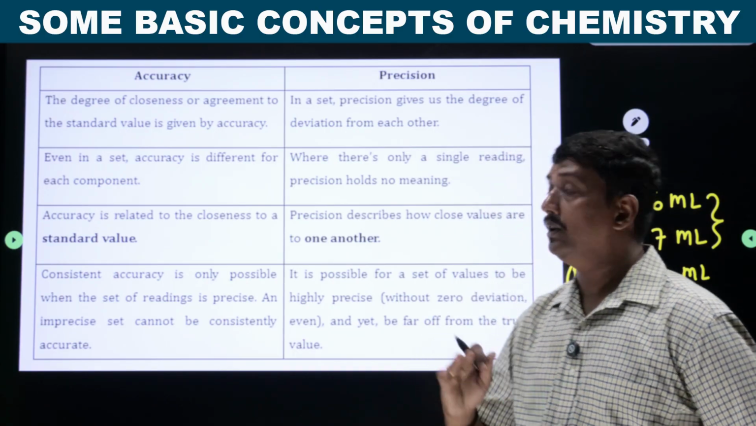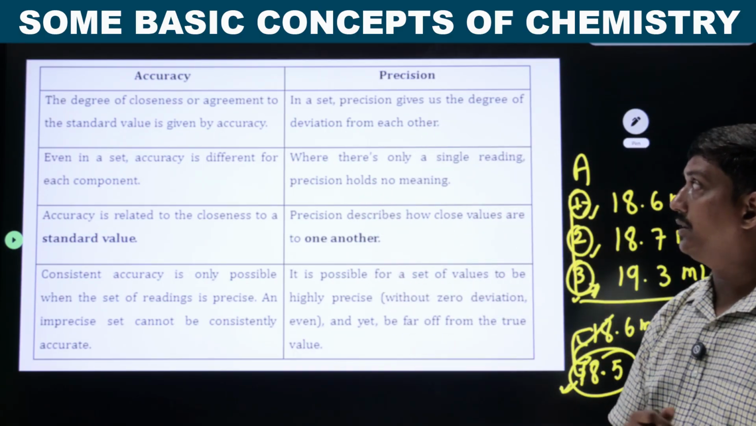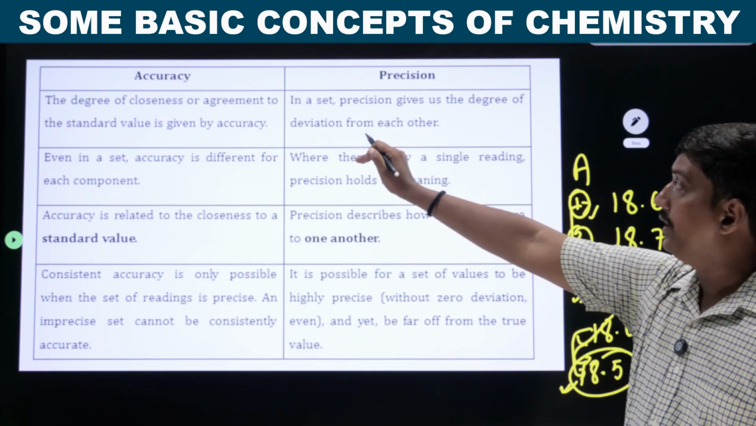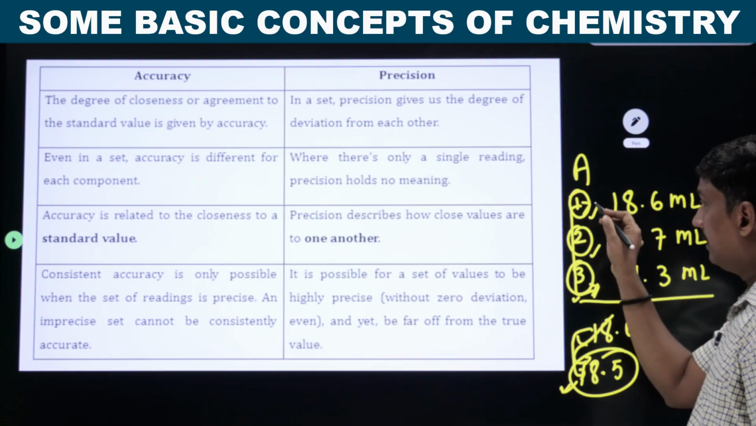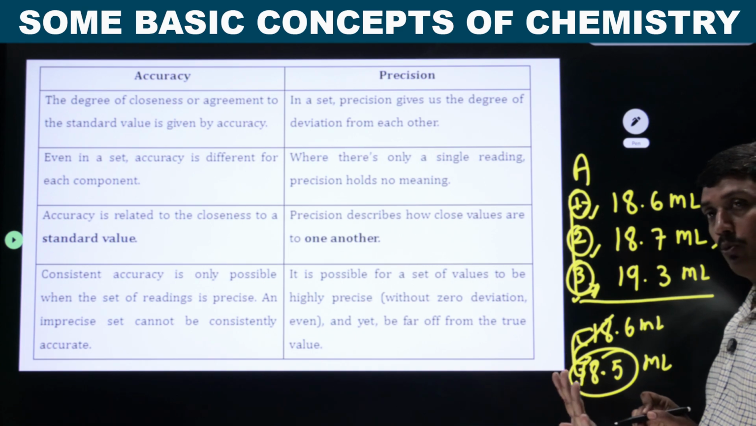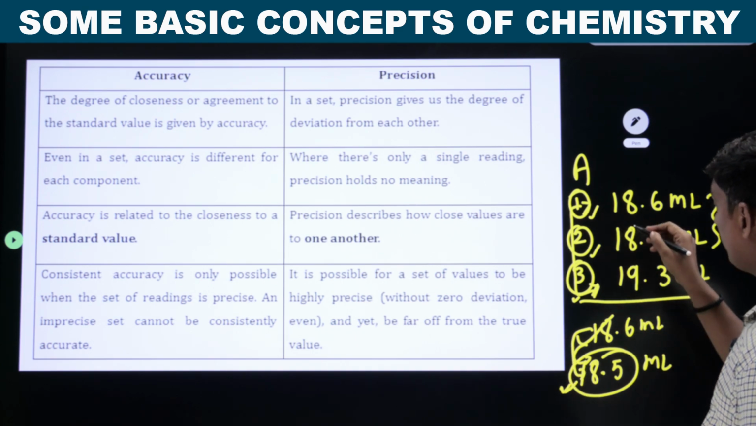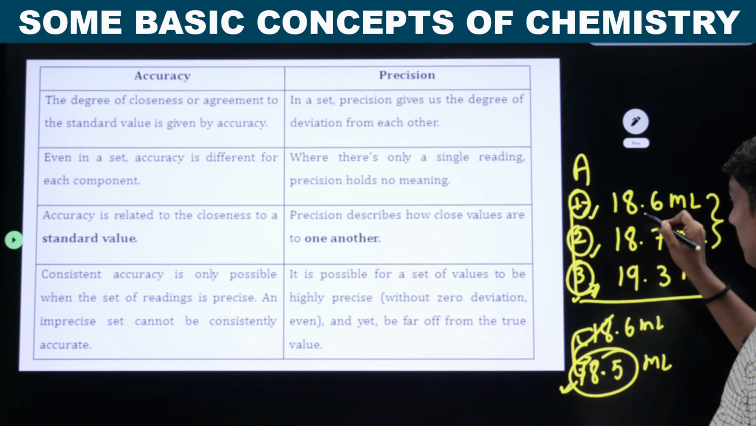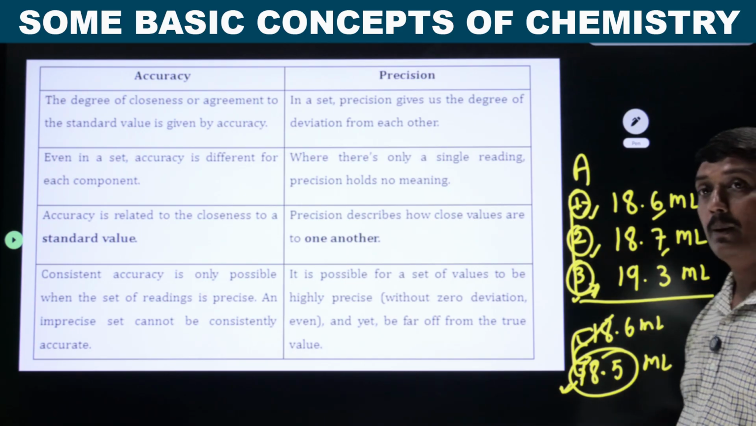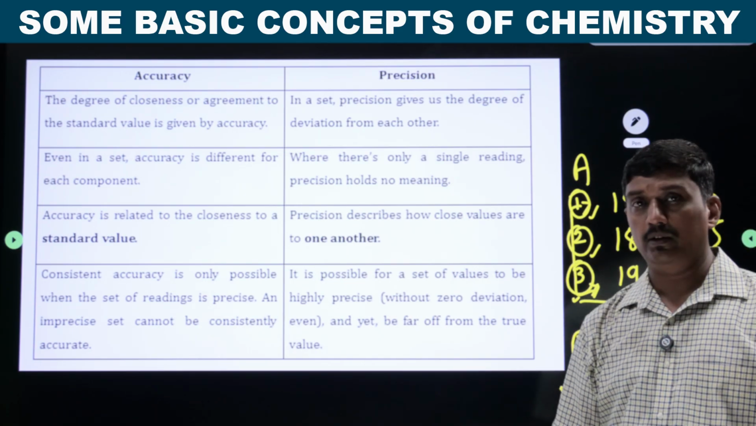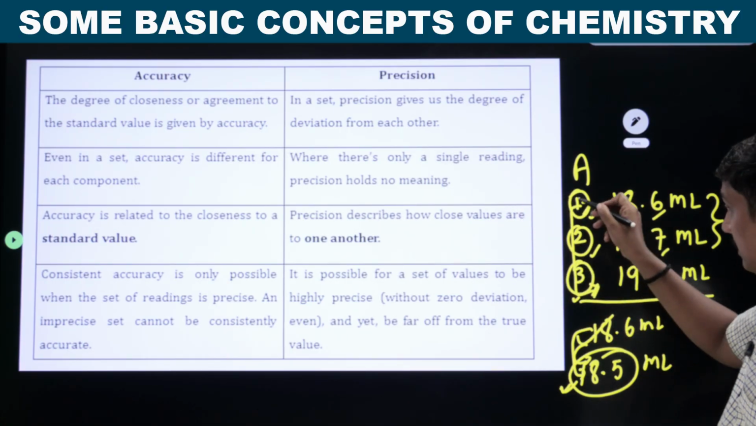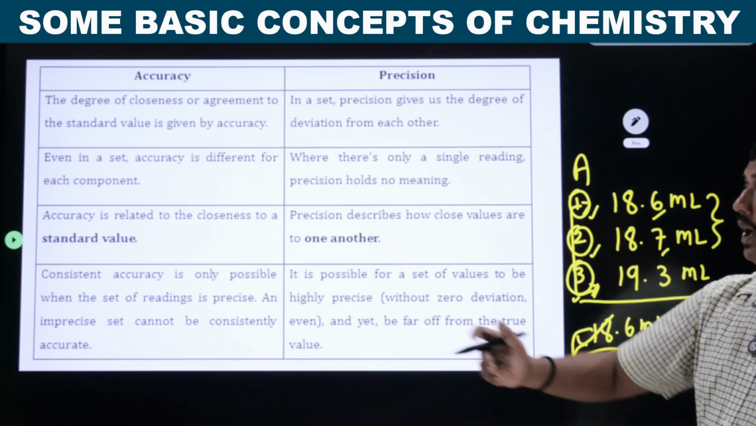Then what is the meaning of precision? In a set, precision gives us the degree of deviation from each other. Just look at 1 and 2. Both values are almost the same with respect to each other, but not equal. One is 0.6, another is 0.7. Both are close together. 1 and 3 are not considered precise, as the values are totally different.